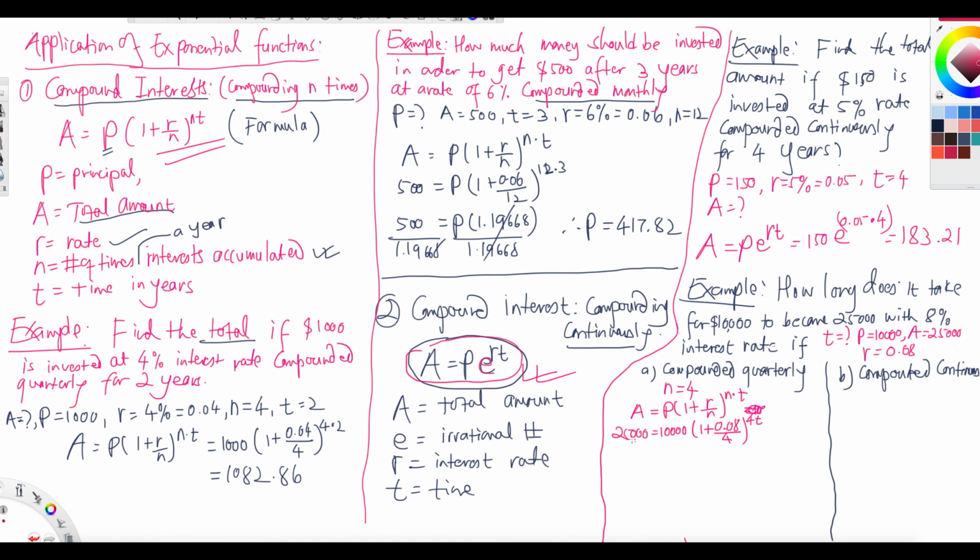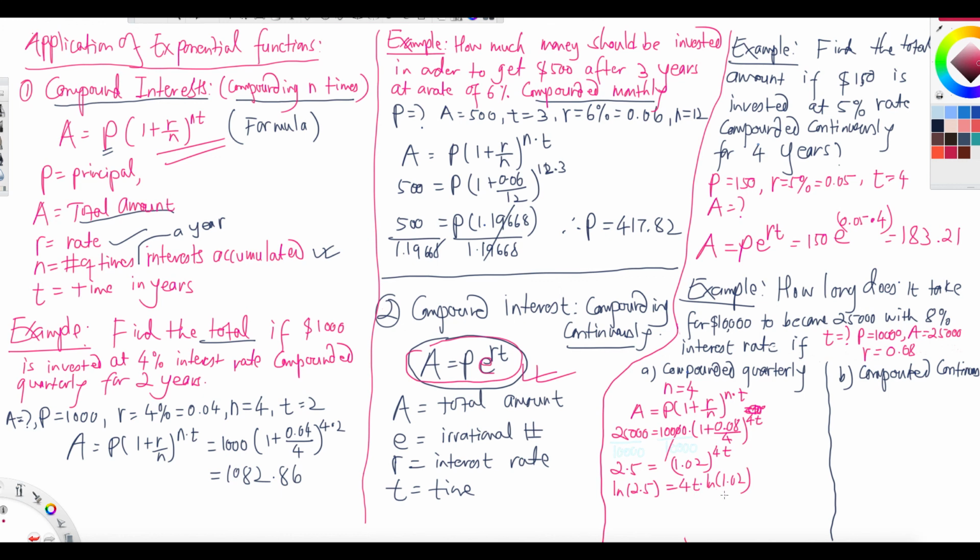Let's divide by 10,000 first, because there is a product. If you divide by 10,000 on both sides, what do you get? You get 2.5 equals, if you use a calculator, 1.02 to the 4t. How do I solve this for t? You need to take log on both sides. You can take ln on both sides. If you take ln on the left side and the right side, what do you get? ln 2.5 equals, by the properties of the log, that exponent will come to the front, so 4t times ln 1.02.